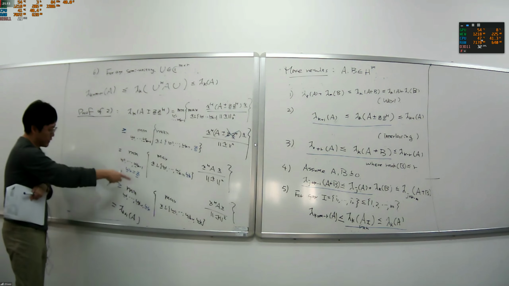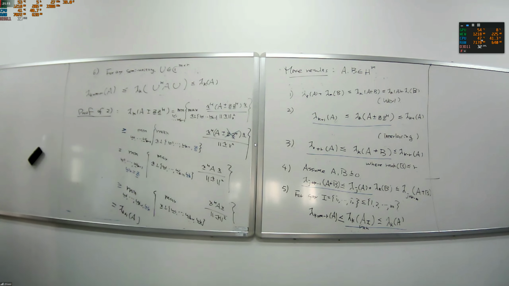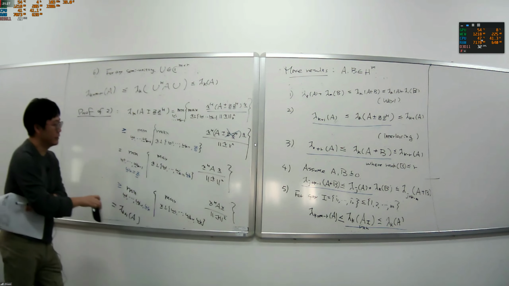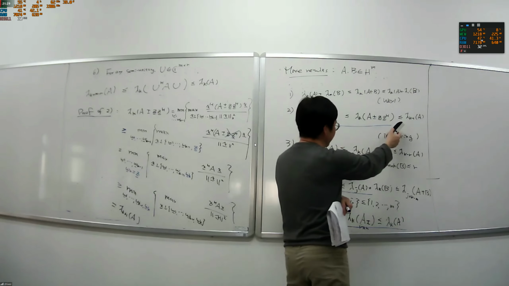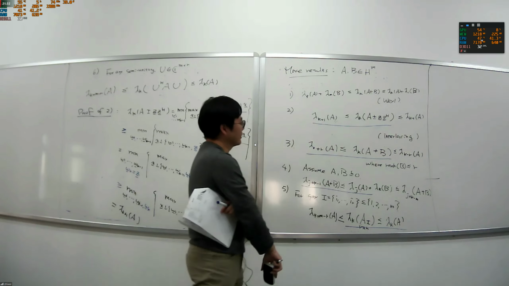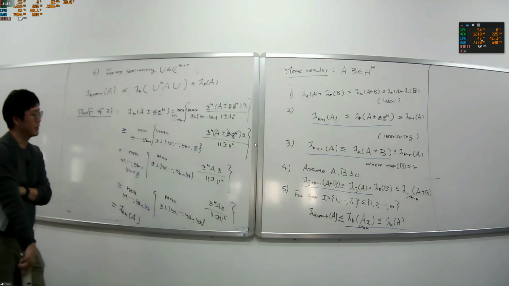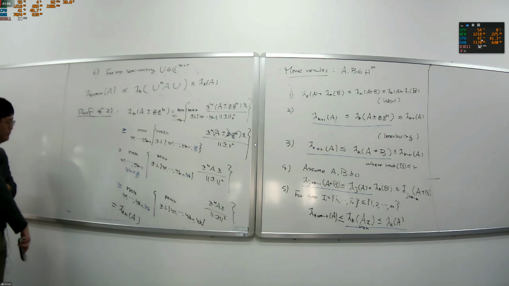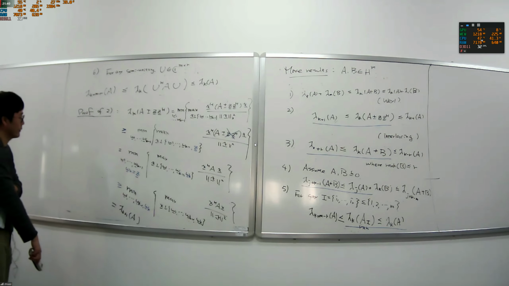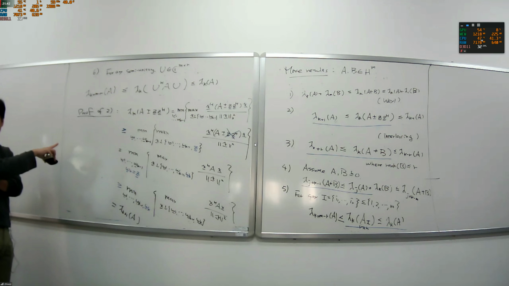So this is some trick we can learn, these ideas of how to deal with this to get this inequality. You can use a similar fashion to prove this other direction. So any questions on this proof?